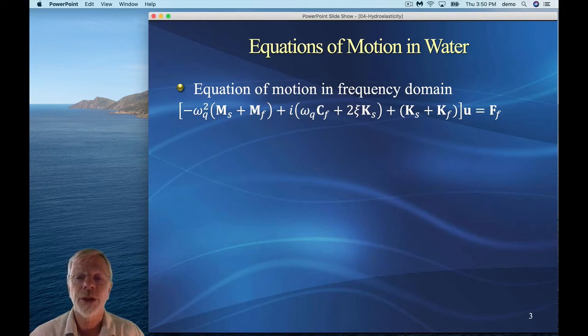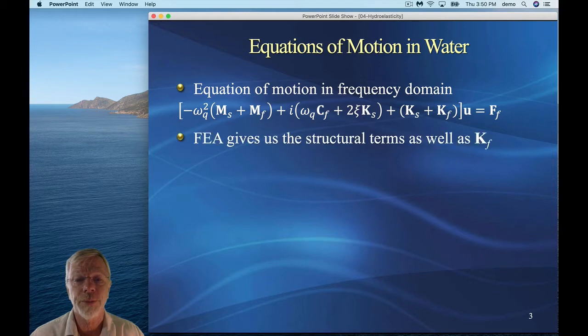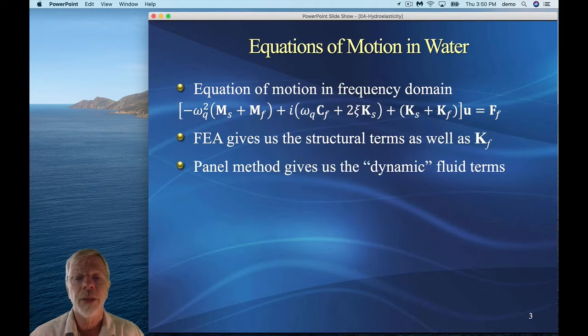KS, you can see, I've used linear hysteretic damping here because we're doing this in the frequency domain. And so KS is the N by N stiffness matrix, and KF is the hydrostatic stiffness matrix. U are the nodal displacements, and F sub F are the wave excitation forces. So we know that the finite element method gives us the structural terms as well as KF, and the panel method is going to give us the dynamic fluid terms, the MF, the CF, and the F sub F.